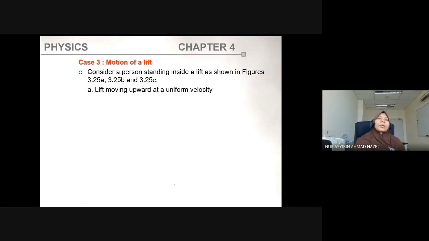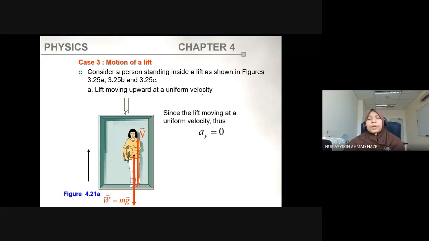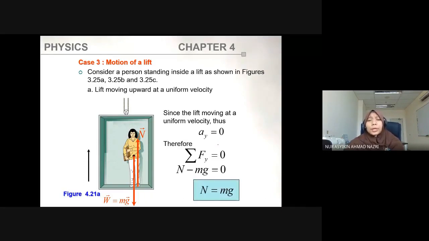Alright, now we go to case lift. Okay, so case lift, dia bermain pada Y. Exist saja. So one dimension which is Y exist saja. Cuma kita tengok apa yang berlaku kalau kita duduk dalam satu lift. Alright, for lift that moving upward at a uniform velocity. So what happened? Bila uniform velocity, what happened to the acceleration? Acceleration equal to 0. When the acceleration equal to 0, then we apply first Newton's law and equal to mg.